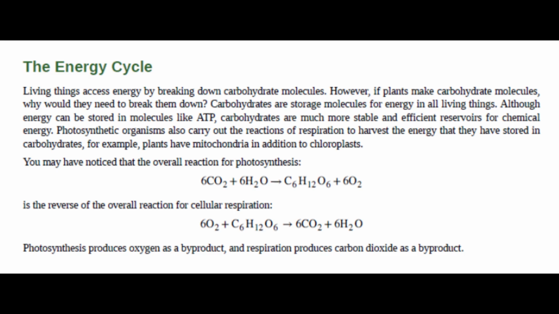For example, plants have mitochondria in addition to chloroplasts. You may have noticed that the overall reaction for photosynthesis, 6 carbon dioxide plus 6 water leads to glucose and 6 oxygen, is the reverse of the overall reaction for cellular respiration: 6 oxygen plus glucose leads to 6 carbon dioxide and 6 water. Photosynthesis produces oxygen as a byproduct, and respiration produces carbon dioxide as a byproduct.